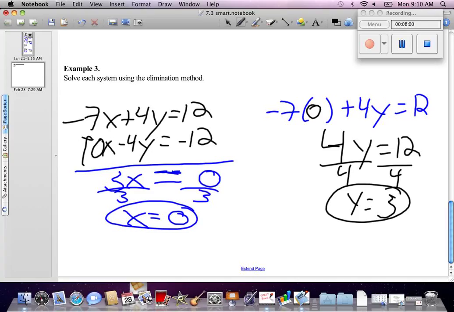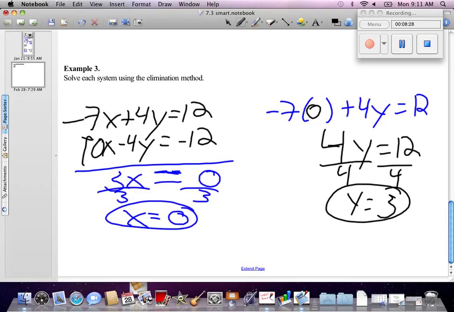Raise your hand if you're stuck. You don't understand what I did. Make sure you ask. I can't read your mind. Our first step is we add them straight down. Second step is we divide. Then we have a variable all by itself. We plug that into either one of the equations, solve for the other variable.